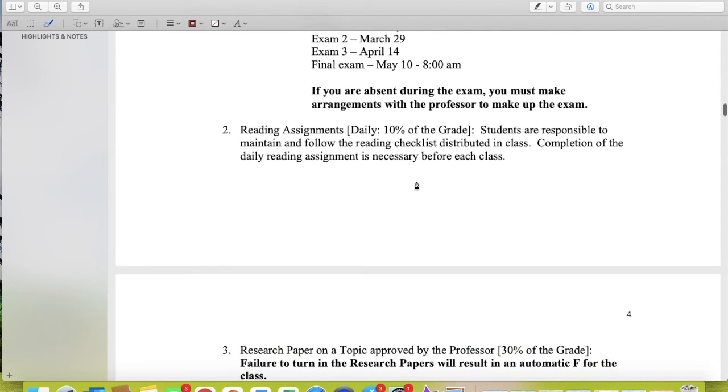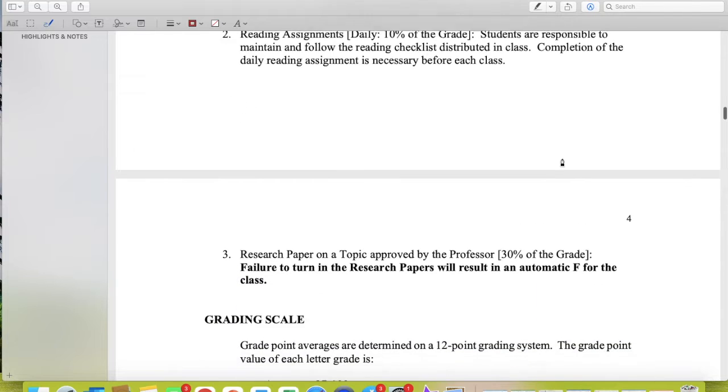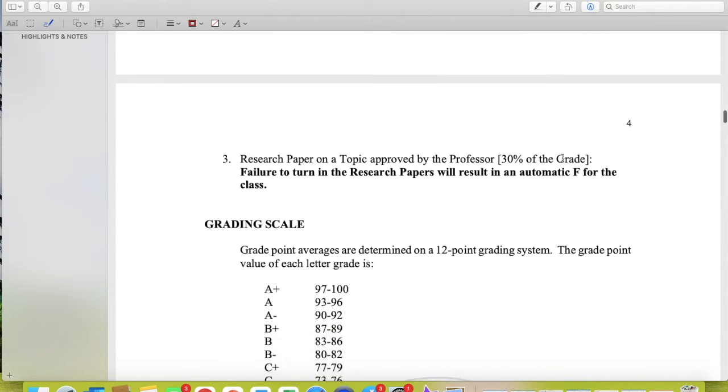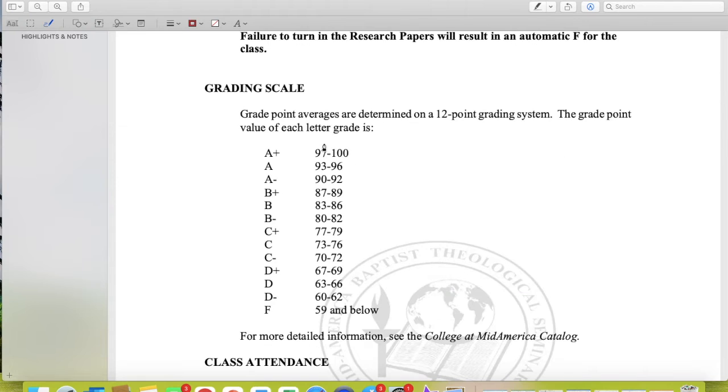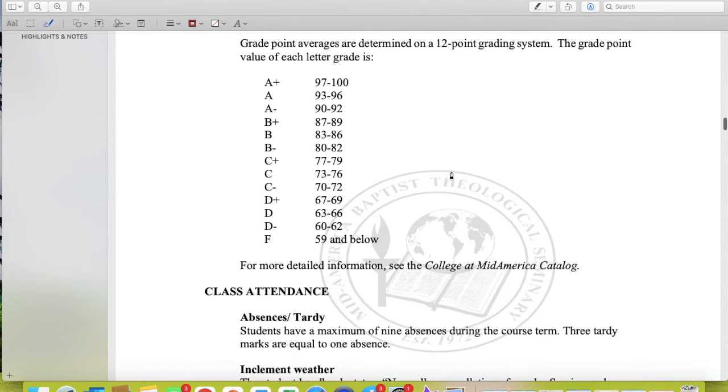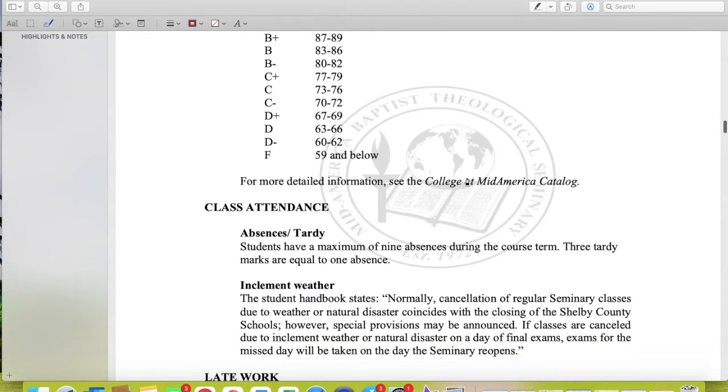Okay, so you have your reading assignments. We already talked about that. That's 10% of your grade, and you'll have to let me know in an email what percentage you read. Your grade point average is determined on a 12-point grading system. So there's your grades. You can see the outline there of your grades, and for any other detail you can look at the College of Mid-America catalog.